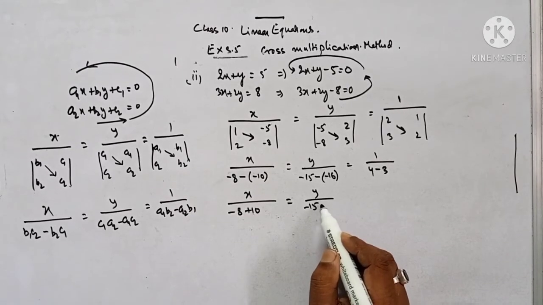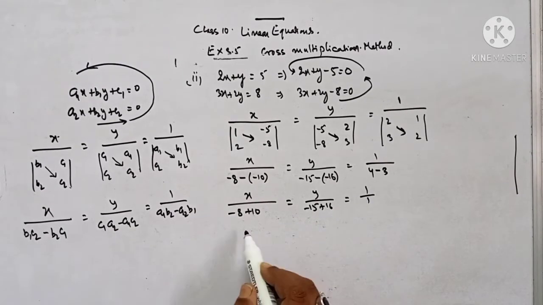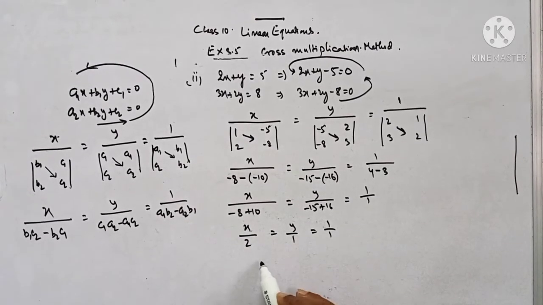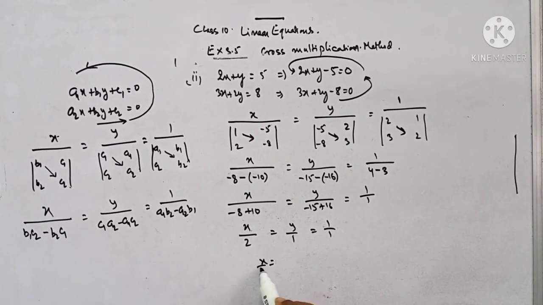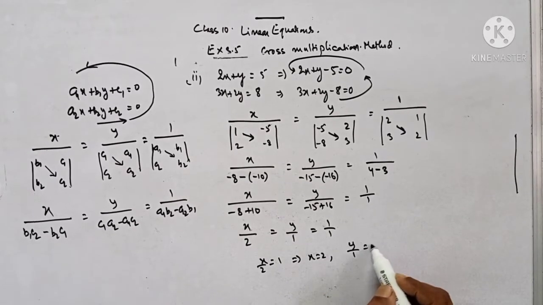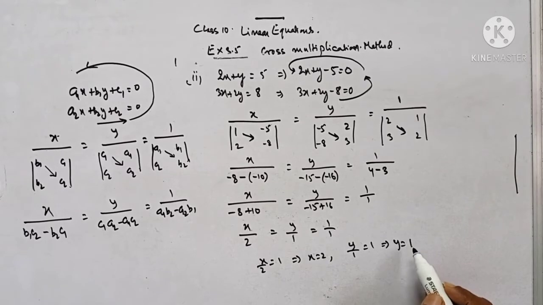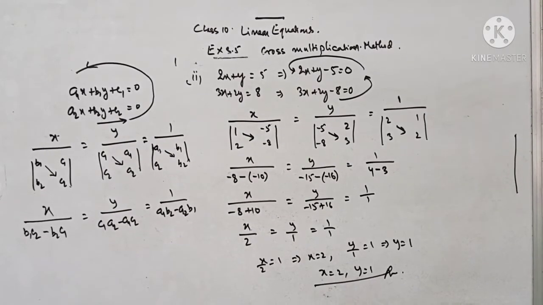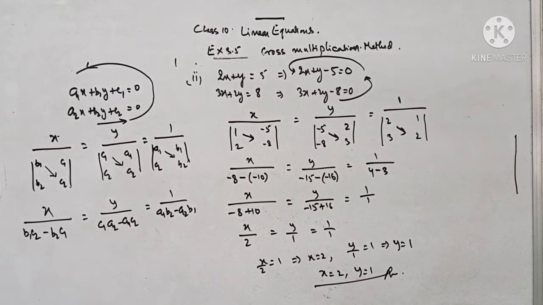So here this will be x by minus 8 plus 10, that is equal to y by minus 15 plus 16, that is equal to 1 by 1, that is x by 2, y by 1, 1 by 1. So x by 2 equal to 1, that means x is equal to 2, y by 1 is equal to 1, so y equal to 1. So x is equal to 2 and y equal to 1. This is your answer. So this is your answer. 3.5 is your answer.